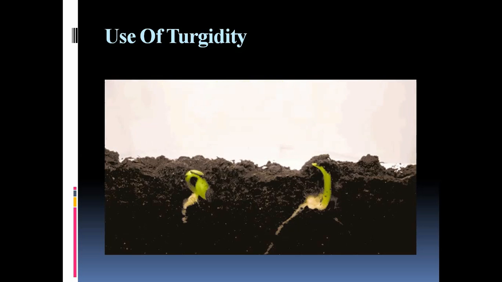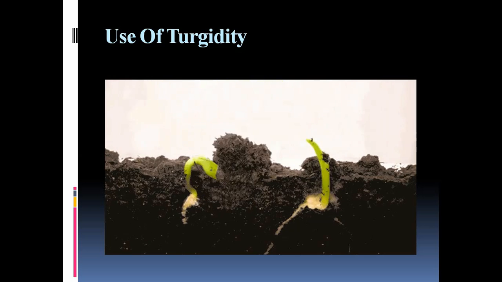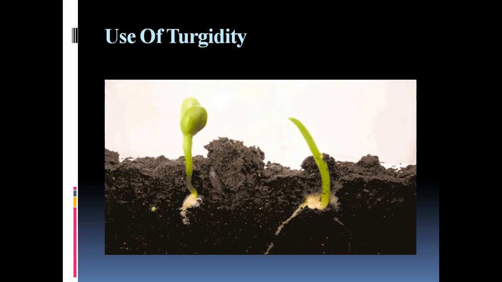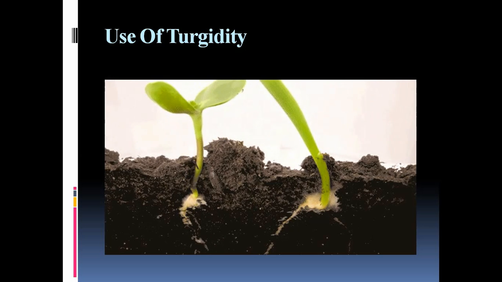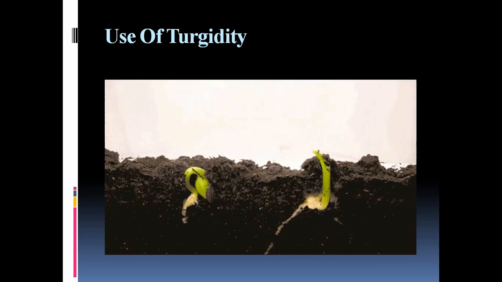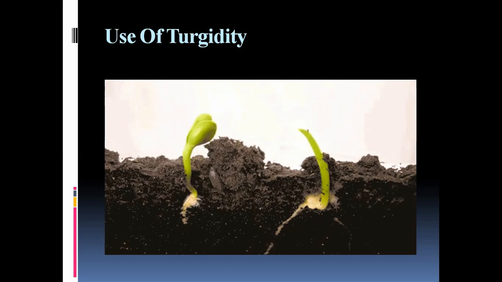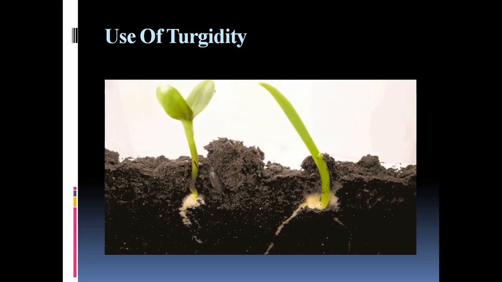The same thing happens with the cells of the root also. They push through the hard soil due to the turgidity of their cells. Their body becomes rigid, and they can push through the soil and grow upward in case of shoot, and in case of root they grow downward.